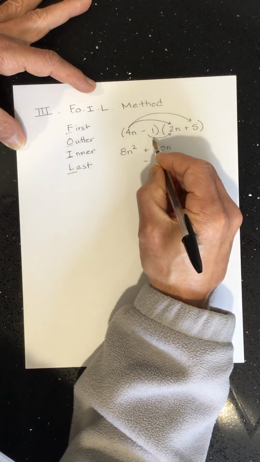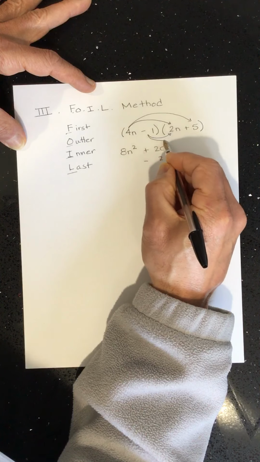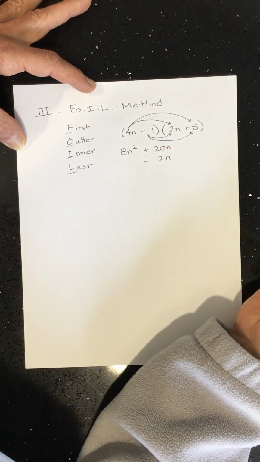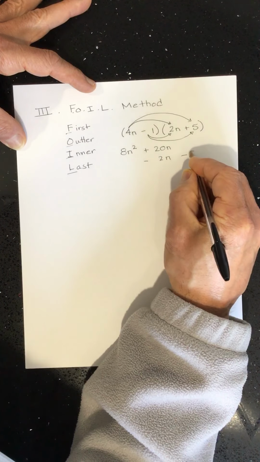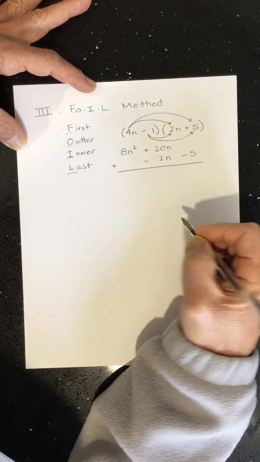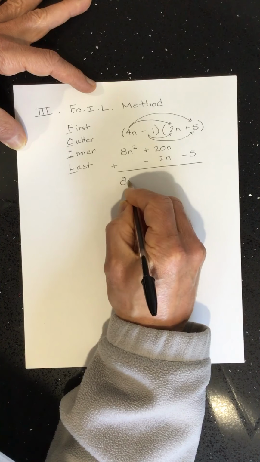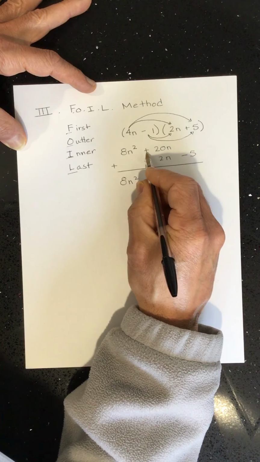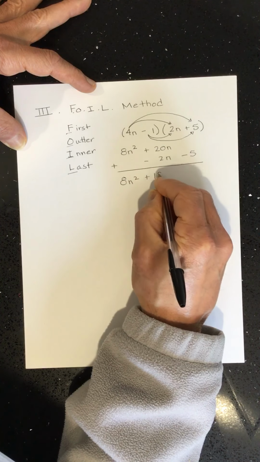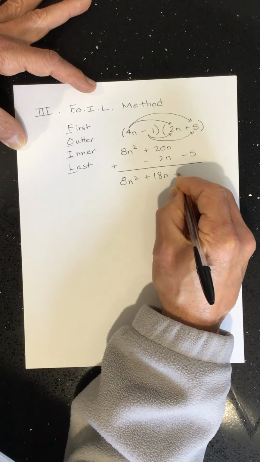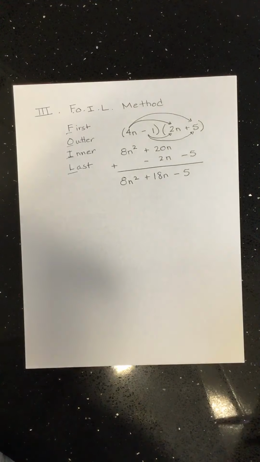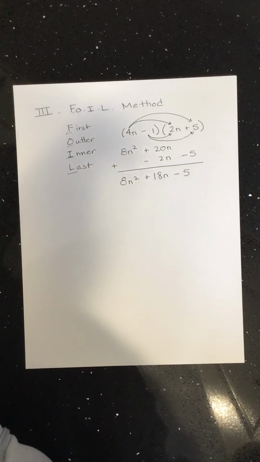And then finally, our last terms, the ones that are both at the end of the expressions. And that's negative 1 times 5, which is negative 5. And then what we do is we combine our like terms. 8n squared, positive 20n minus 2n is positive 18n, and then finally negative 5. Now I know I went through that quickly, which is why I told you to go ahead and feel free to pause the video when you wanted to.